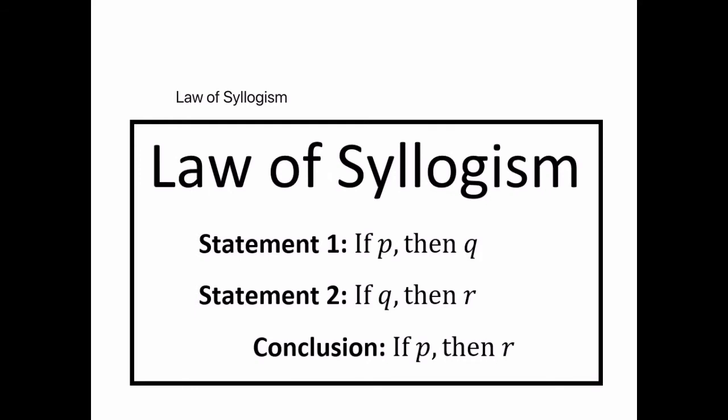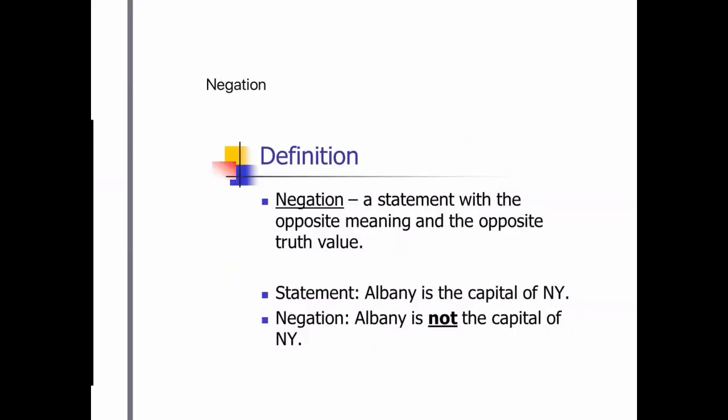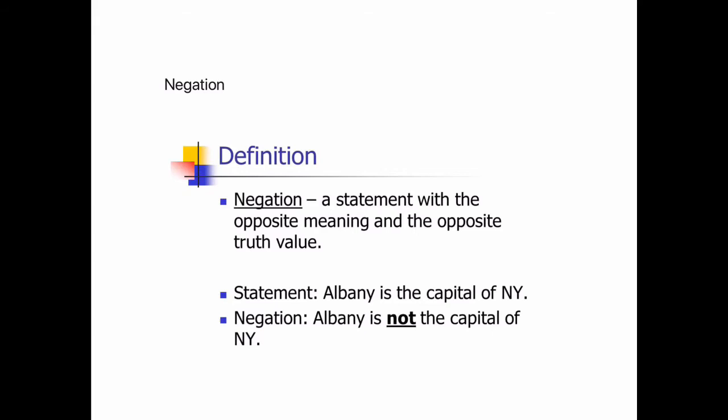All right, so we move on to lesson 5-4, and we're going to start with negation. So negation is a statement with the opposite meaning and the opposite truth value. So the statement here would be Albany is the capital of New York. The negation is the opposite of that. So Albany is not the capital of New York. You will frequently see the word not in negation. You'll find some of these in the lesson as well.